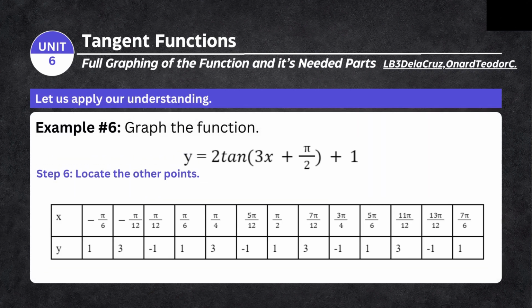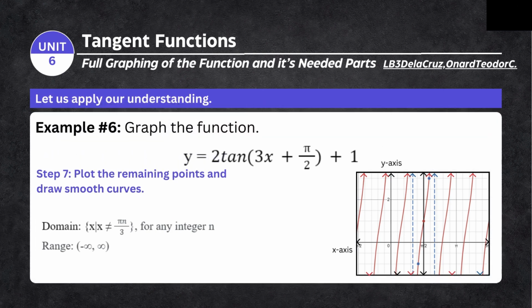For the sixth step, we locate the other points. As you can see, that's a table of values for the x values and the y values. We can see the pattern in the y values being negative 1, 1, and 3 only. And lastly, our step 7 is to plot the remaining points and draw smooth curves. Lastly, we have the resulting domain of the function and, of course, the range of the function, which is all real numbers, or negative infinity to positive infinity.